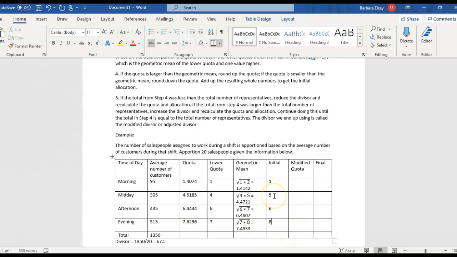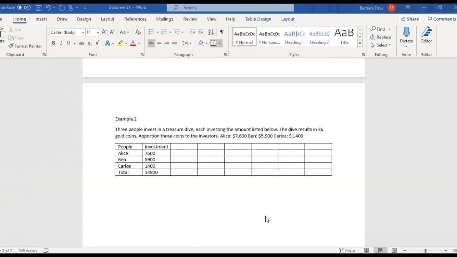Now let's add up how many we have in our initial allocation. 6, 12, 20. We've got it, and we don't have to go any further. So let's look at a second one where we may have to go further.